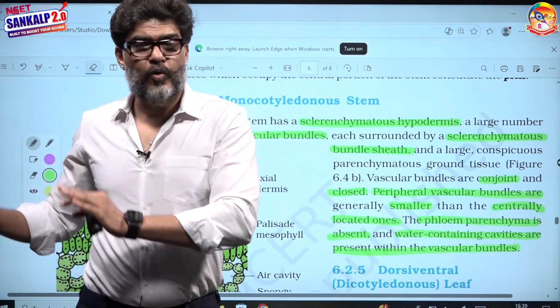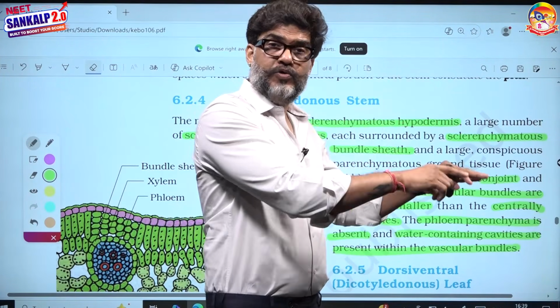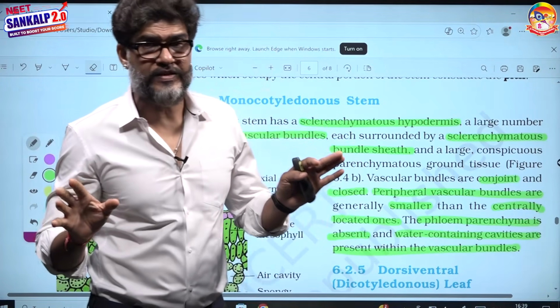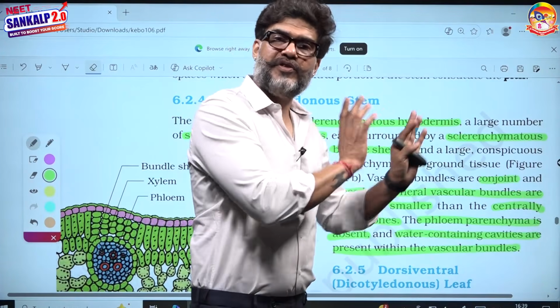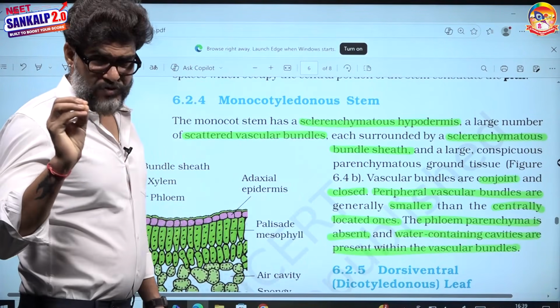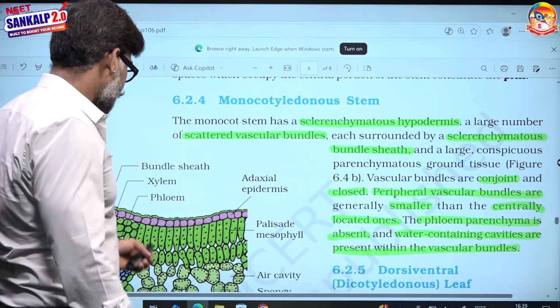Vascular bundles are conjoint, collateral, open. Vascular bundles are conjoint, collateral, closed. These are the main fundamental differences. Phloem parenchyma present here, phloem parenchyma absent there. So in this manner, you should keep just these facts or important points of the differences in your mind.